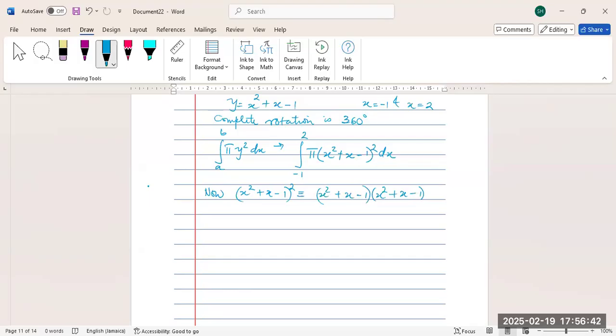X squared times x squared is x to the fourth. X squared times x is x cubed. X squared times -1 is negative x squared. X times x squared is x cubed. X times x is x squared. X times -1 is negative x. -1 times x squared is negative x squared. -1 times x is negative x. And -1 times -1 is a positive 1.